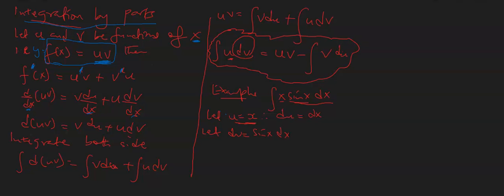If we integrate both sides, we shall get the integral of d(uv) is the same as the integral of v du plus the integral of u dv. And the left-hand side, if you integrate, you'll be left with uv. And the right-hand side, we leave it as the integral of v du plus the integral of u dv. If we make the integral of u dv the subject, then we shall have uv, and then we take this to the left-hand side, minus the integral of v du.